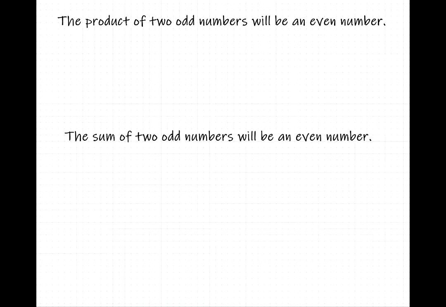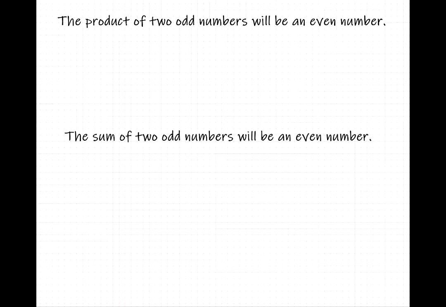Okay, here are two statements, and I want to examine these statements in terms of proving and disproving using both inductive and deductive reasoning. The first statement: the product of two odd numbers will be an even number. And the second statement, almost the same, but we have the word sum instead of product: the sum of two odd numbers will be an even number.